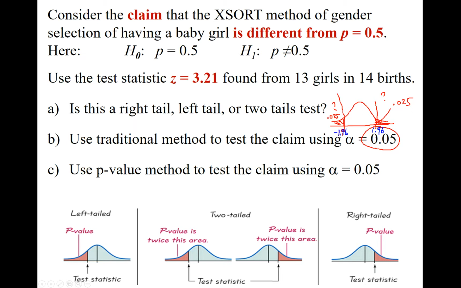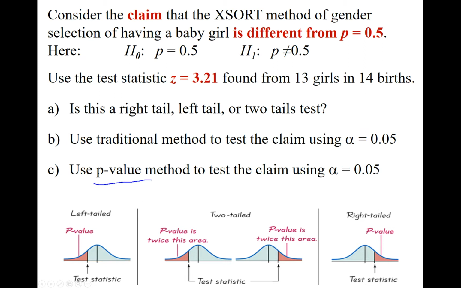So please check that by yourself. I'm confident that at this point you should be able to find, given an area, the value in StatCrunch. Now it's time to see how to make the conclusion, because Z is 3.21. Again, 3.21 is way out here, and this is the critical region, which means rejection region. Therefore, we should reject H0 and conclude that H1 is supported. So this is how to use the traditional method.